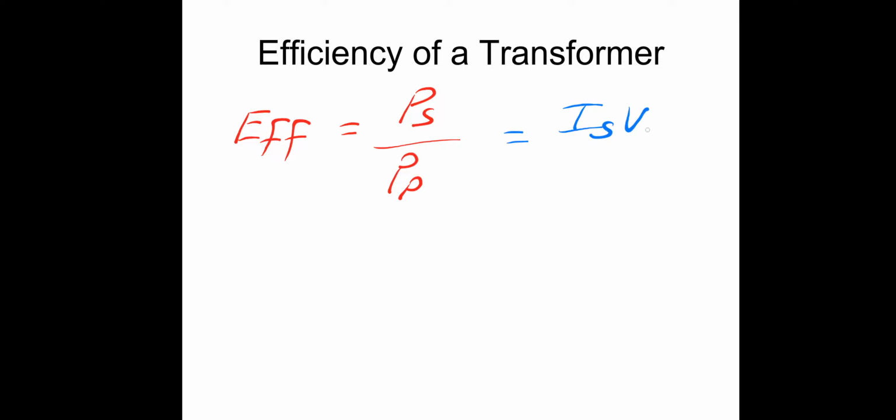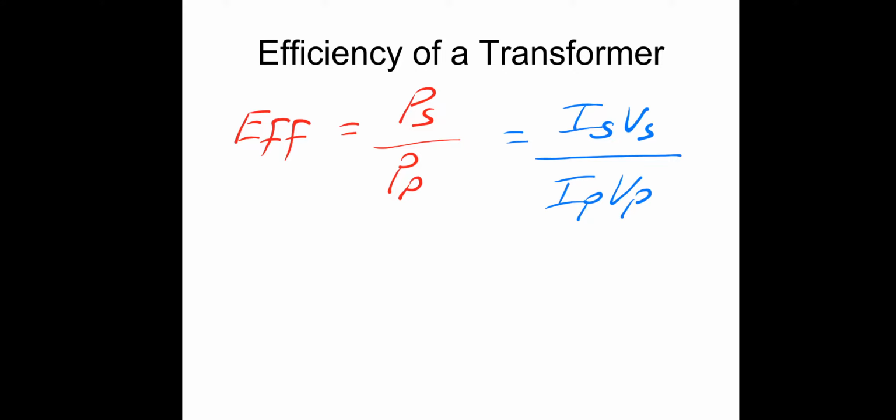So efficiency of a transformer. Well, any efficiency is the useful divided by the total. So the useful in this instance will be the power output of the secondary coil, divided by the power input on the primary coil. And what we can do is obviously use an equation for power, which is IV. So efficiency could be IV, so current on the secondary times voltage on the secondary, divided by current on the primary coil multiplied by voltage on the primary coil.